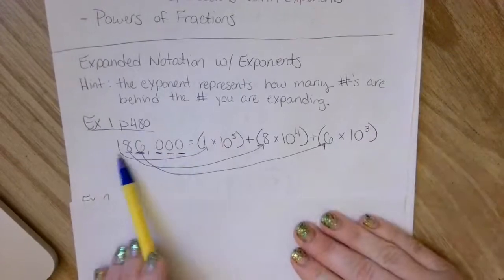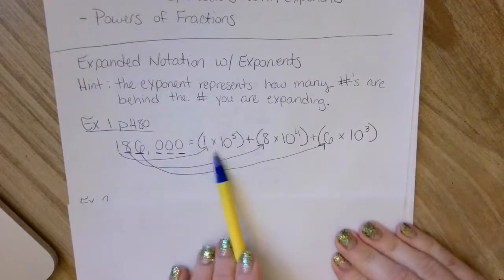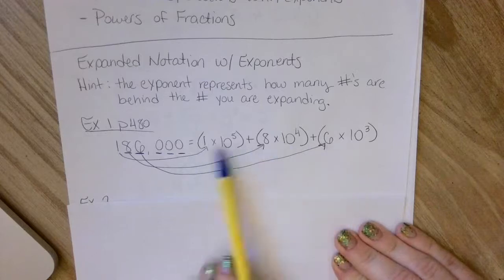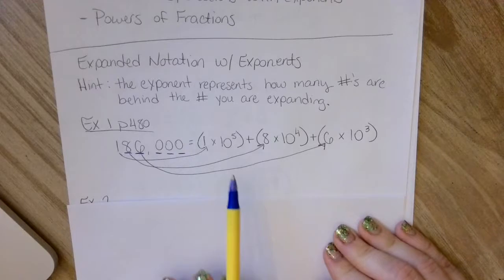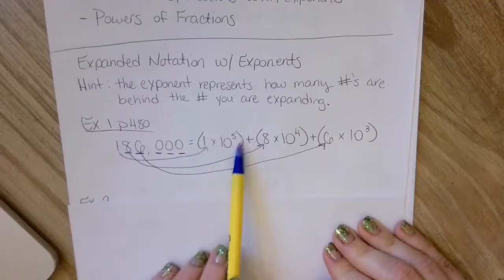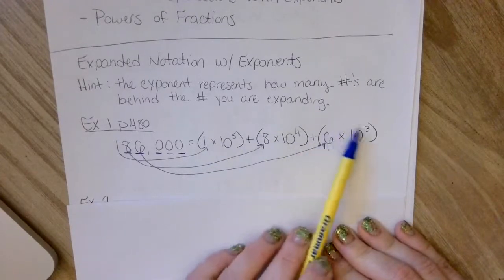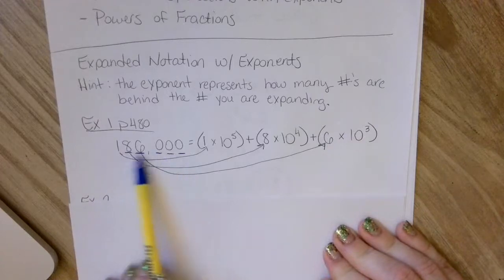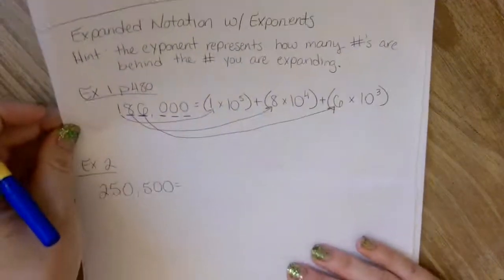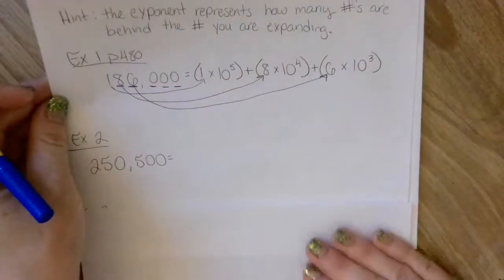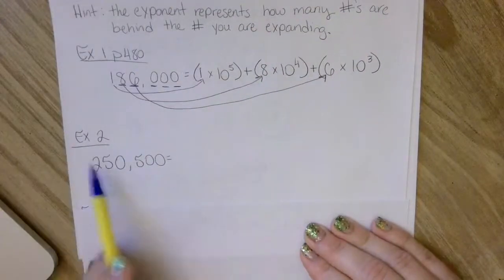So this number is the exact same as this huge equation. And if you want to double check, you can always actually solve these out. And when you do solve them out, you would get that exact answer. So let's do another one together.